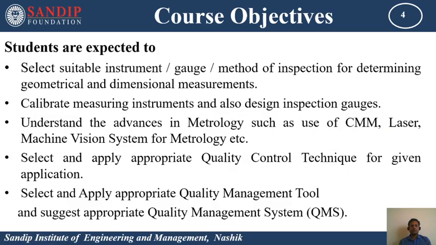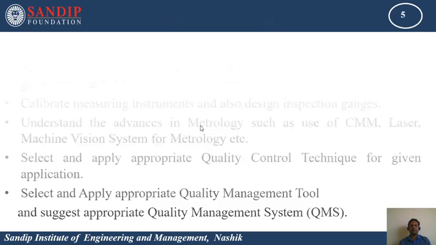So, students are expected to learn to select the suitable measuring instruments, gauge, method of inspections for determining the geometrical dimensional measurement, calibrate the measuring instruments, and also design the inspection gauges. The next objective is to understand the advances in metrologies such as use of CMM, laser, machine vision systems for the metrology, etc. The next objective is to select and apply the appropriate quality control techniques for given applications. Select and apply the appropriate quality management tools and suggest the appropriate quality management system, that is QMS system.